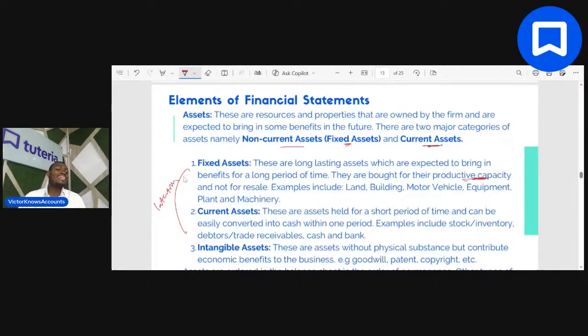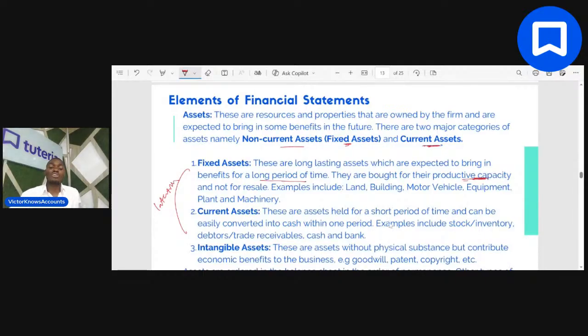So it means that to determine between what is a fixed asset and what is a current asset, intention matters. That is, why did I buy it? What was my intention when I was buying it? So any asset that is not bought for sale but is bought for its productive capacity, for its usefulness, is a fixed asset. And of course, it must also be an asset that will last for a long period of time. It means that we will be able to derive economic benefits from that particular asset for a long period of time. Do we understand that?